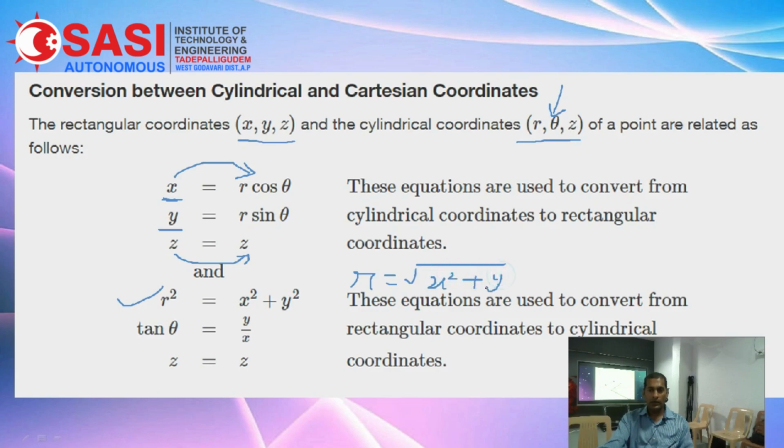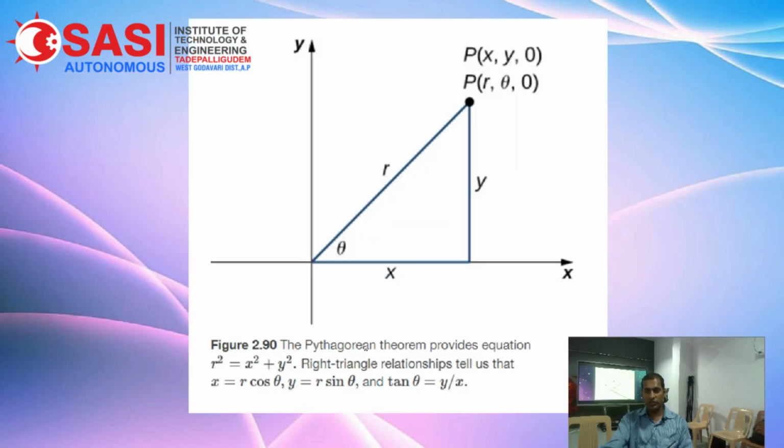So we have already seen in the 3D diagram. So this is r. So from here tan theta is equal to y by x. So theta will be equal to tan inverse of y by x. And z is as it is, unchanged.